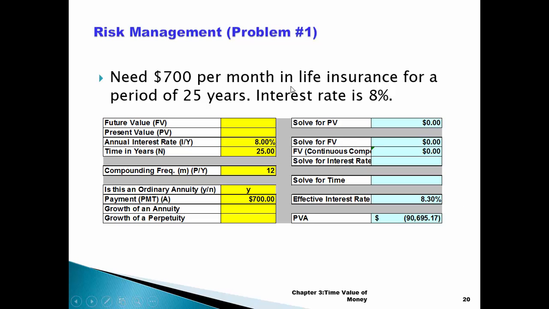So the question is, this person needs to receive $700 a month. Under payment, you put $700, 12 for monthly, 8% is the interest, and again, 25 years. And if we look to the right, this person would need $90,695 in life insurance. So if they receive this, they could withdraw $700 a month for 25 years, and as long as they earned at least 8%, they would get that $700 for all 25 years.